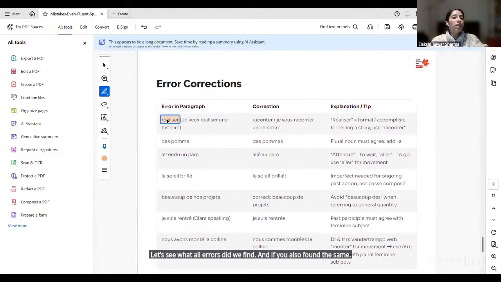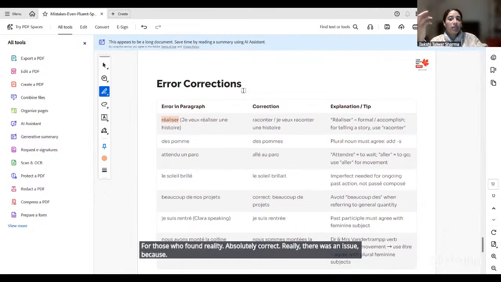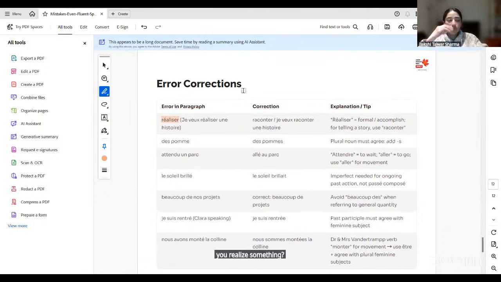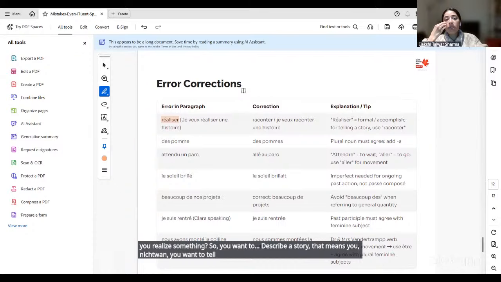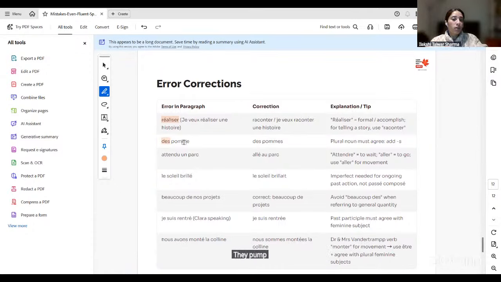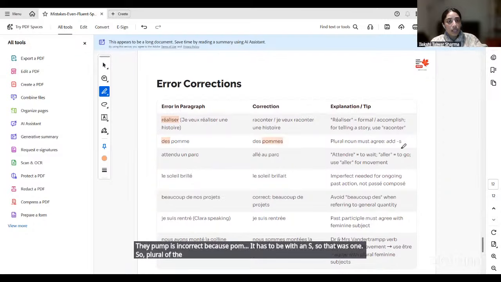For those who found réaliser, absolutely correct. Réaliser was an issue because you realize something. No, you want to describe a story. That means you have to raconter une histoire. You want to tell a story, but it should not be réaliser. Des pommes is incorrect because pomme has to be with an S. So that was one. So plural noun agreement has to be there.